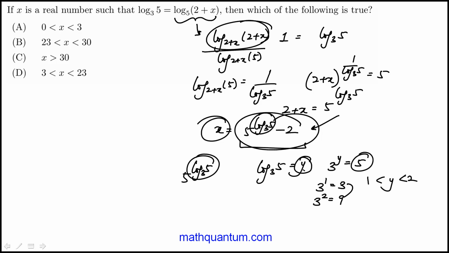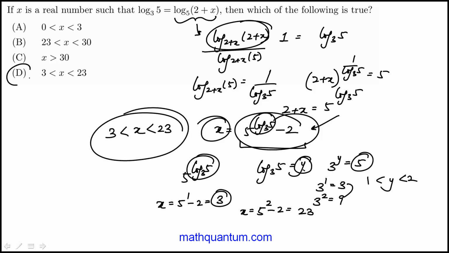So if that exponent is 1, this would be 5 to the 1 minus 2. x would be 3. And if that exponent is 2, x would be 5 squared minus 2, which is 25 minus 2, which is 23, which means x has to fall between 3 and 23, and that's right here, choice D.